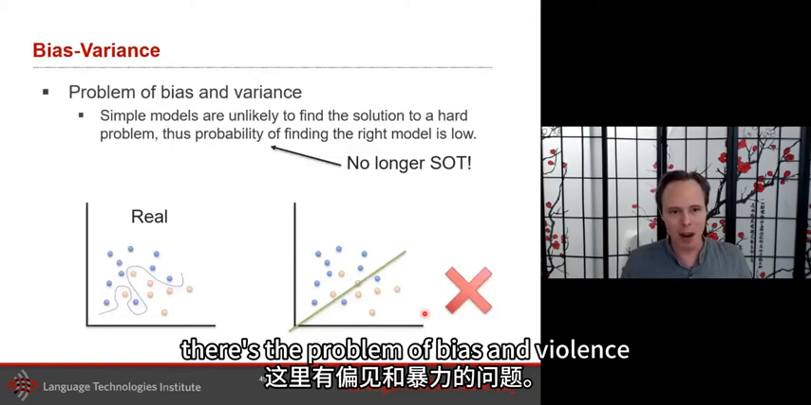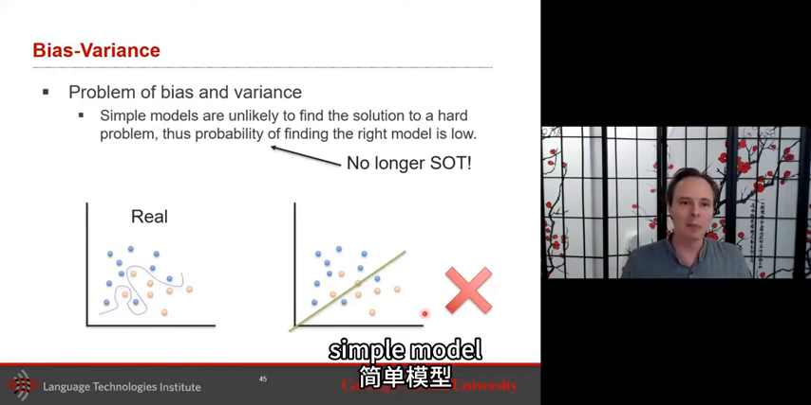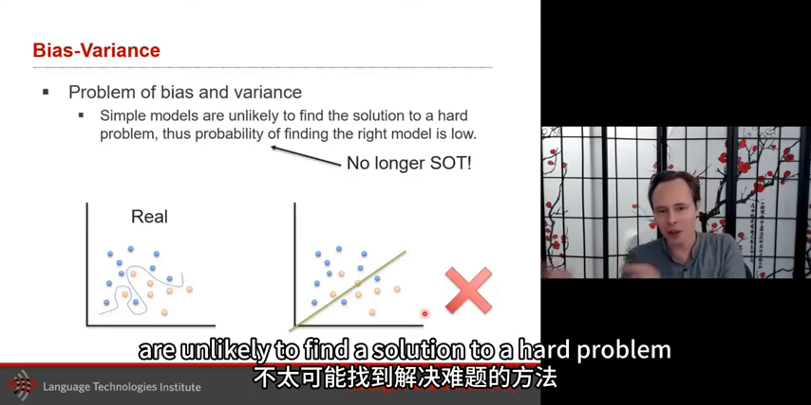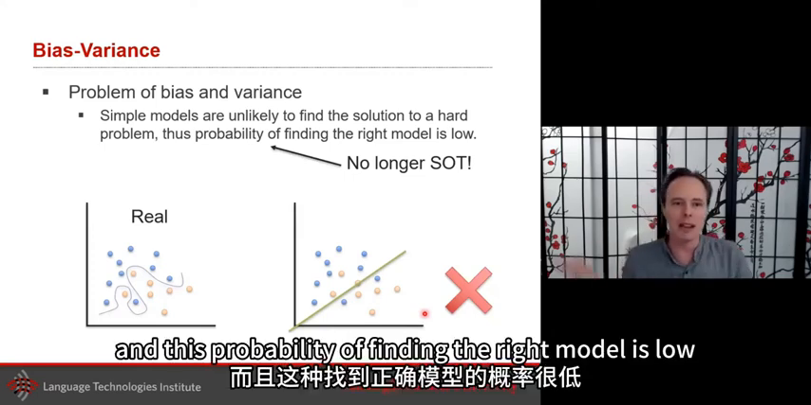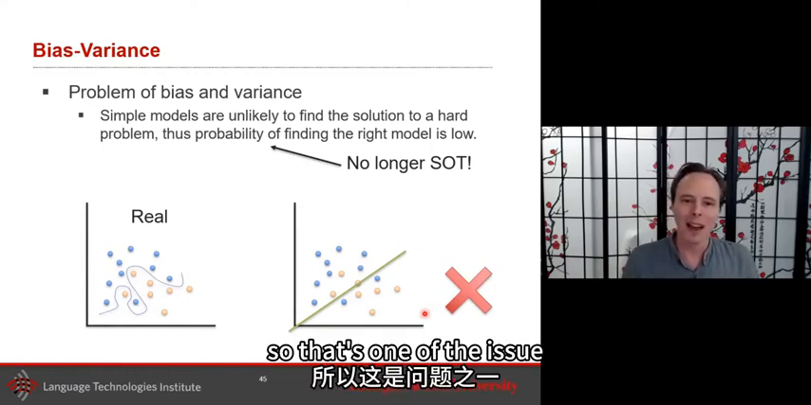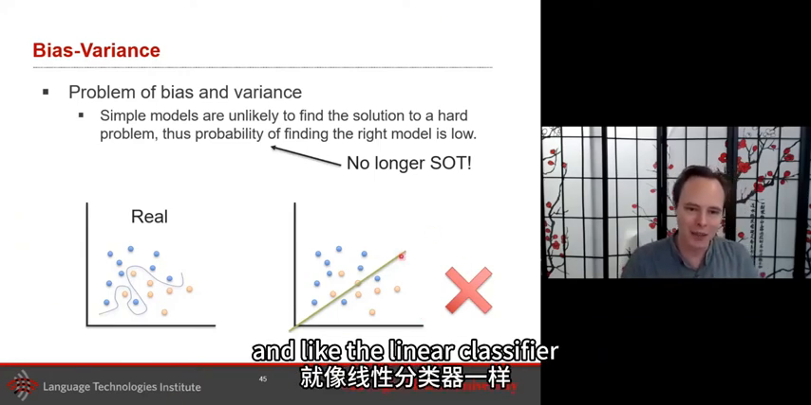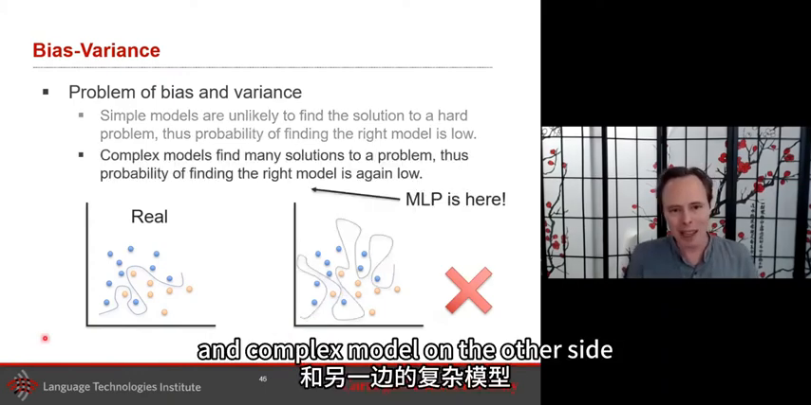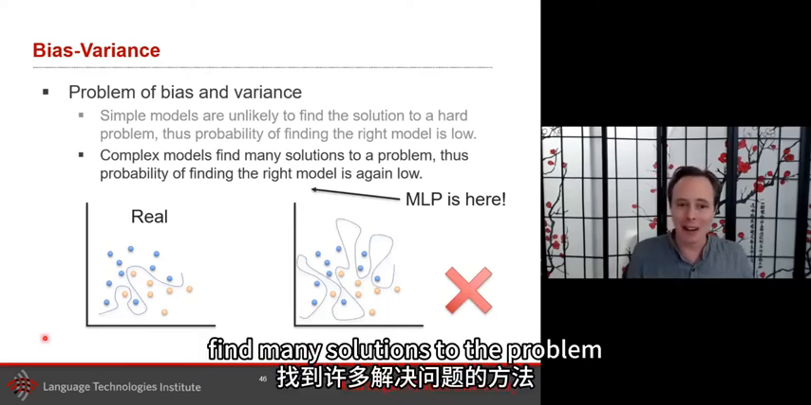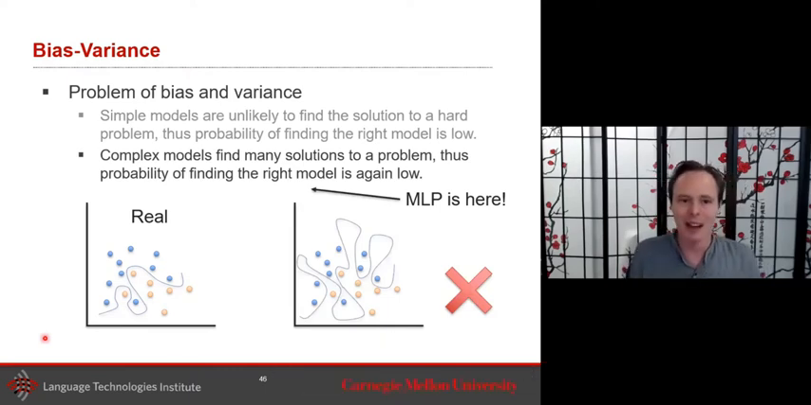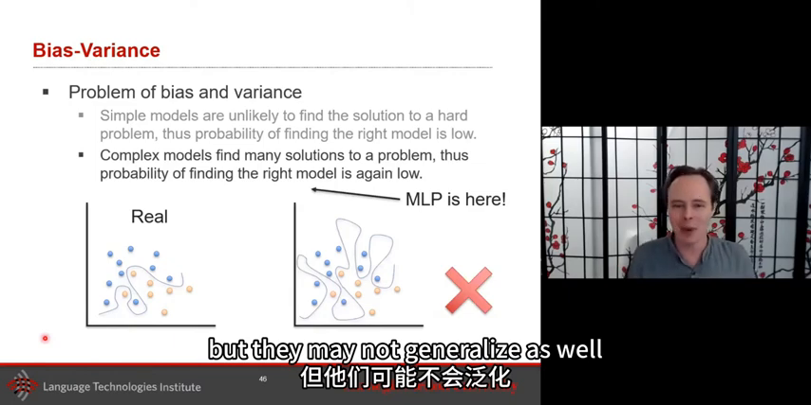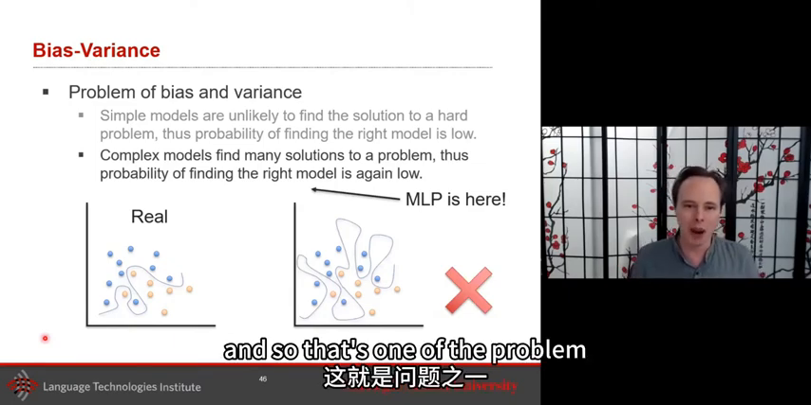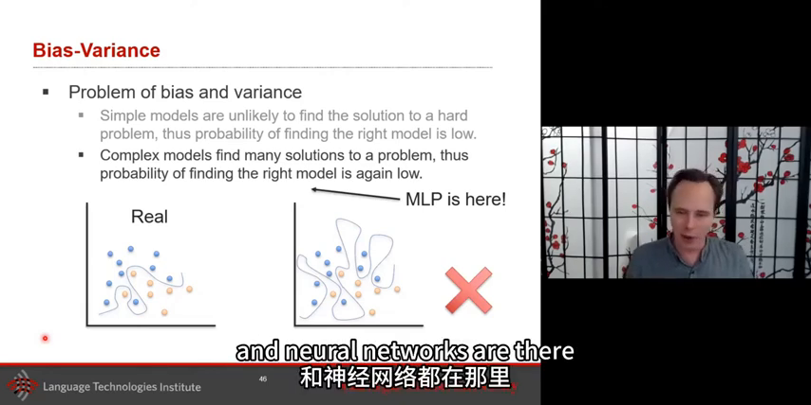There's the problem of bias and variance. Simple models are unlikely to find a solution to a hard problem, and thus the probability of finding the right model is low. So that's one of the issues, and the linear classifier would be an extreme version. And complex models on the other side find many solutions to the problem, but they may not generalize as well. And that's one of the problems with neural networks.